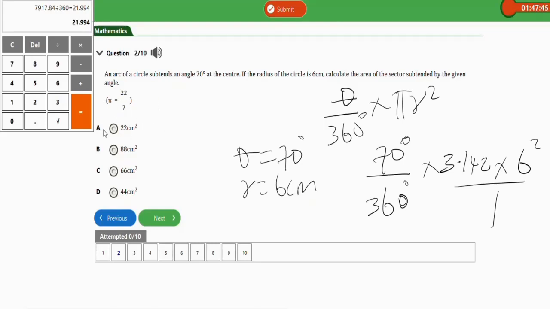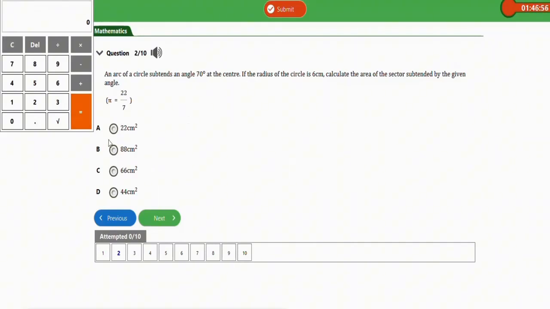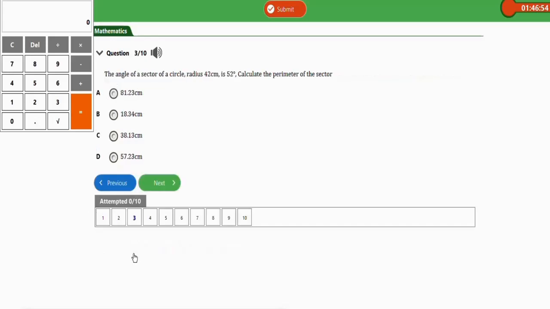So the correct option is option A, 22 cm square. It is as simple as this. Basically all you need is the formula, and you plug in the values in the question and you'll be good to go. So let's wipe this now and solve the next repeated question under this topic. Alright guys, the next repeated question we're going to solve says the angle of a sector of a circle radius 42 cm is 52 degrees. Calculate the perimeter of the sector.